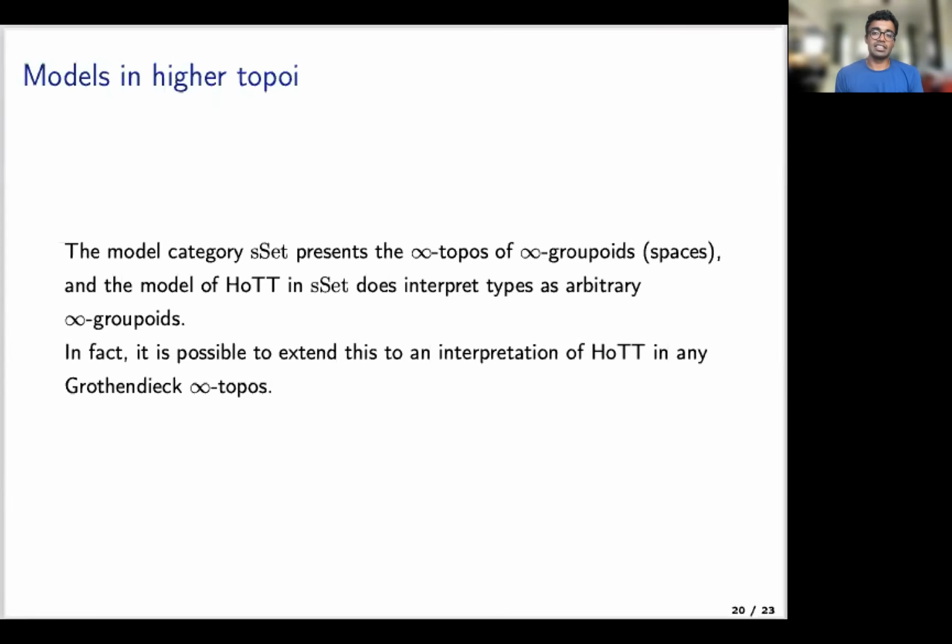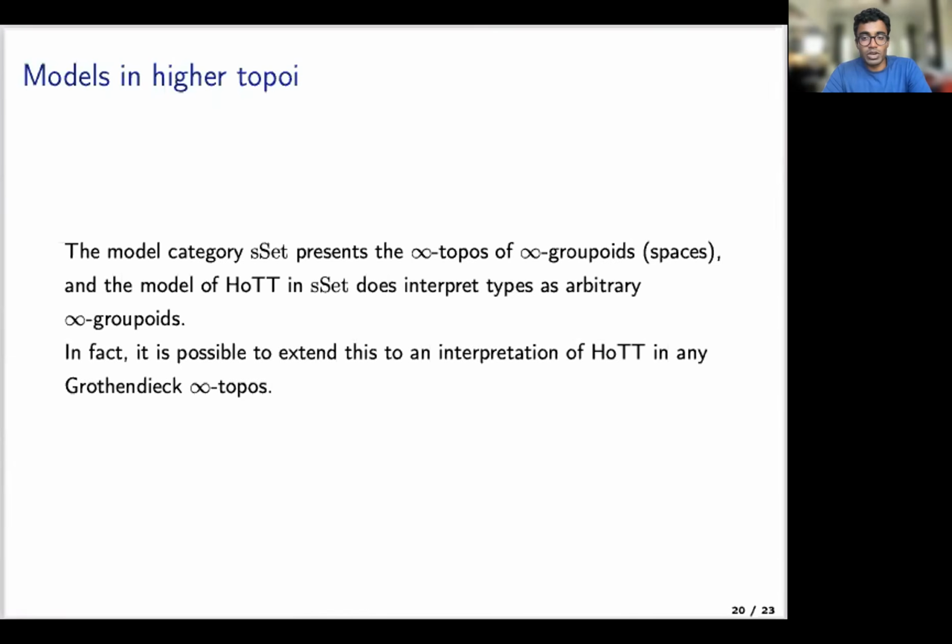And this infinity one category is an infinity one topos. And moreover, it's the infinity one topos of infinity groupoids. So the role that the category of sets plays for one toposes is the role that the category of infinity groupoids or spaces plays for infinity toposes. And the model of homotopy type theory in simplicial sets does in fact interpret types as arbitrary infinity groupoids, because there's some size condition involved, but it's possible to extend that to any cardinal. So it does allow you to interpret types of HoTT as arbitrary infinity groupoids.